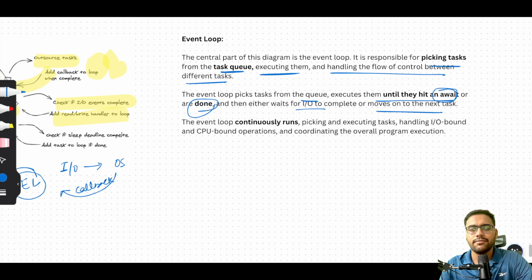Otherwise, if the task is done, it will move to the next task. So the event loop runs continuously. It's a loop, correct? It picks and executes tasks, handles IO-bound and CPU-bound operations, and coordinates the overall program execution. So this is your event loop.